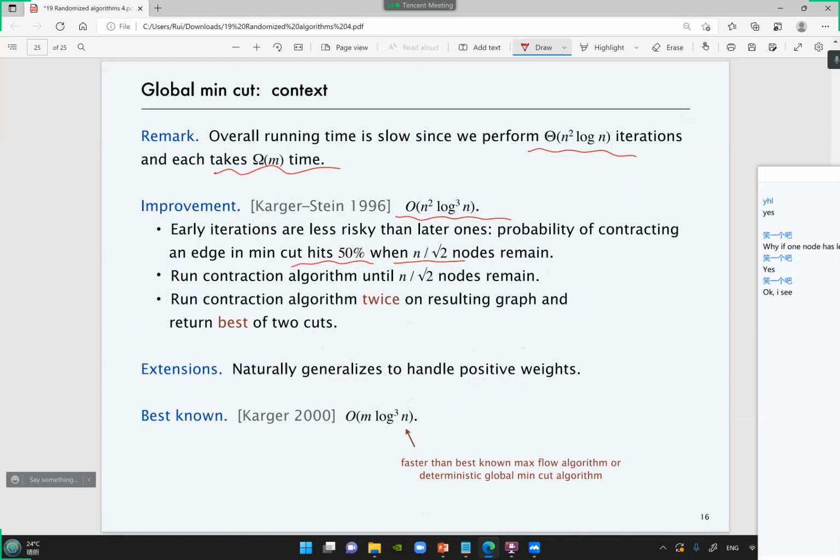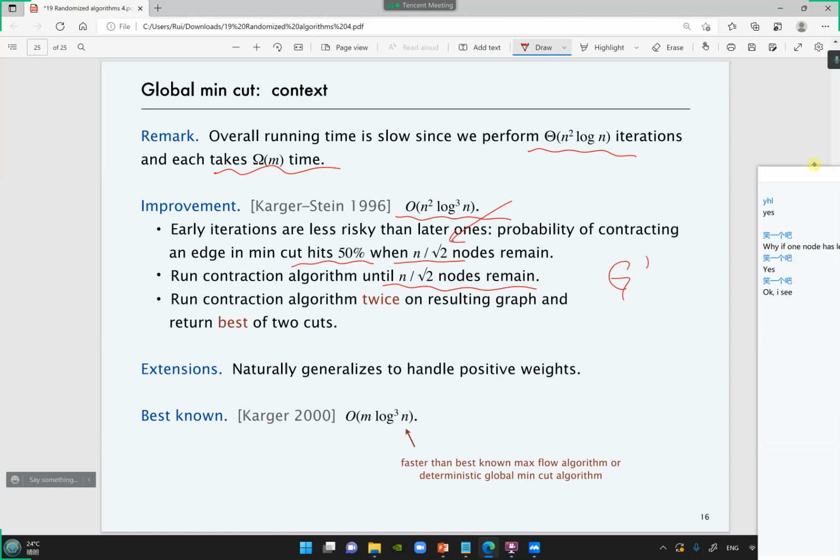All right, but the problem is that if you stop at this point, you still have a lot of these nodes remaining, and you still don't know what your min-cut actually is. So what they do is they first run until you only have this number of nodes left, and whatever graph you get at this point, let's call that graph G prime.